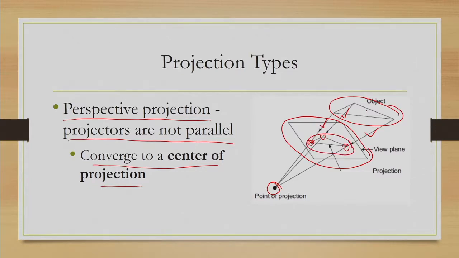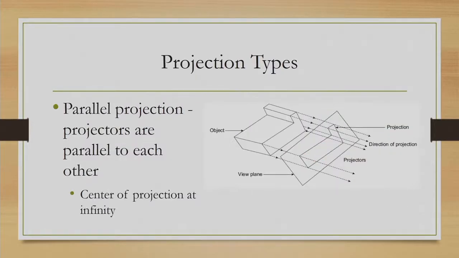So, this object here is projected in this way, and this type of projection where the projectors are not parallel to each other, instead they meet at a point of projection, is called perspective projection. Now, there is another type of projection, that is parallel projection. In this case, projectors are parallel to each other, they do not meet at a common point, instead typically it is assumed that they meet at infinity.